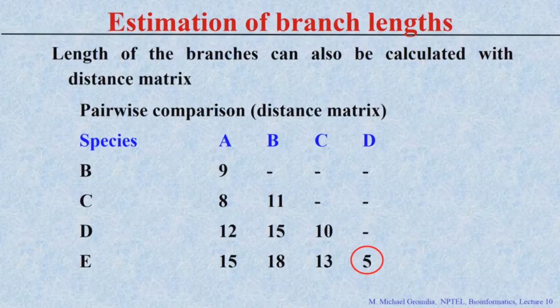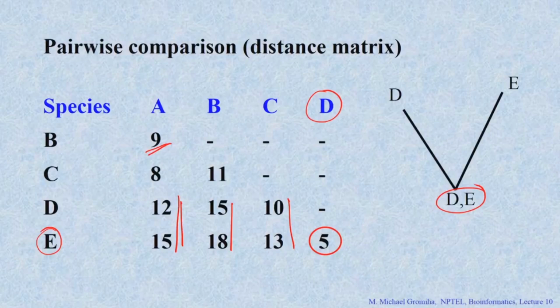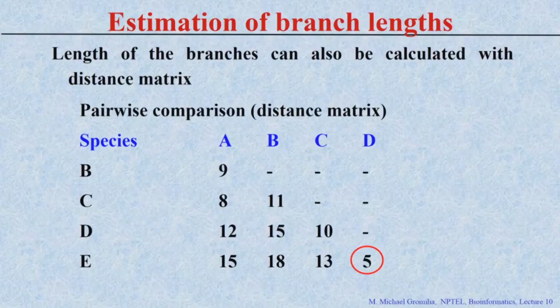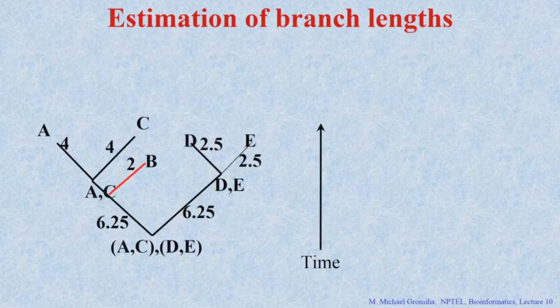We construct the matrix, right. This matrix is same as the one we derived here, the same matrix. Now this E and D is 5, we assume they evolve the same time. If this branch is 5, then we divide this to 2, so each one will get 2.5. If D is here and the E is here, this will take 2.5 and this will take 2.5.